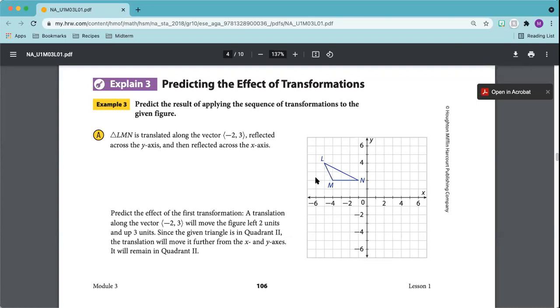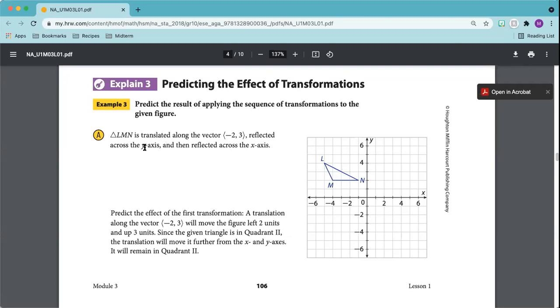So 1, 2, and then 1, 2, 3. So my m ends up here. That means all my other points are ending up in the same quadrant, right? So luckily for me, I didn't move here. Now I can pay attention to the other transformations.